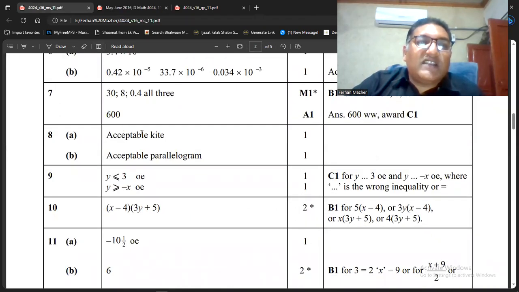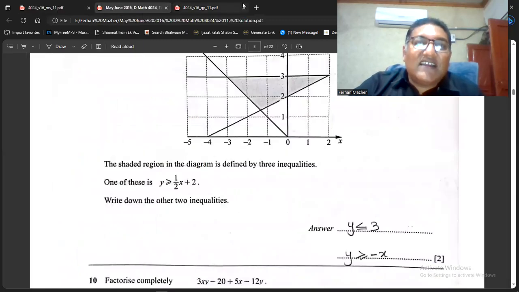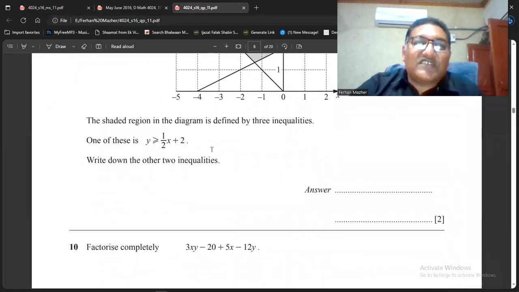You can see the marking scheme for question number 9 is showing up. Our answers are right, sir. And we are going to the next question.